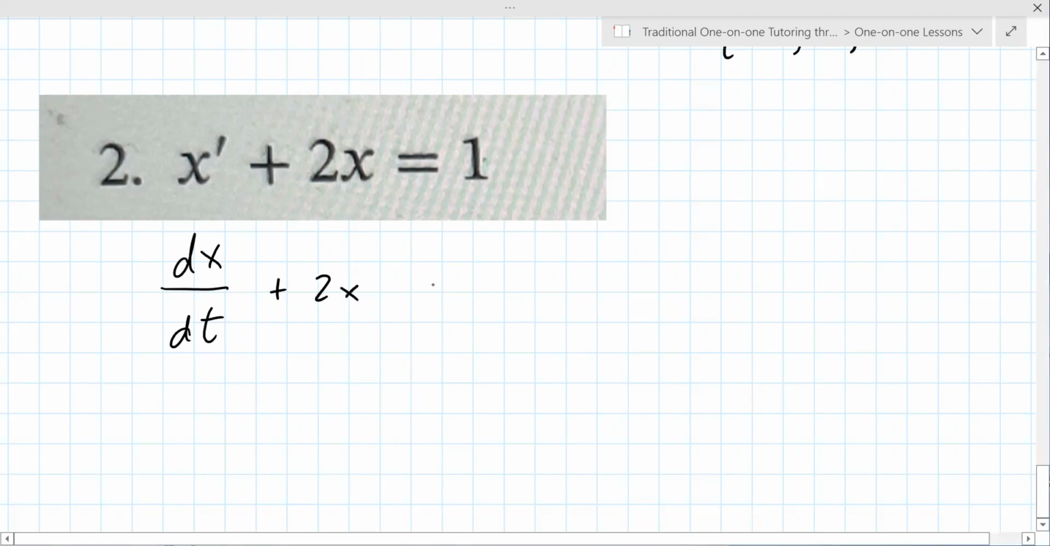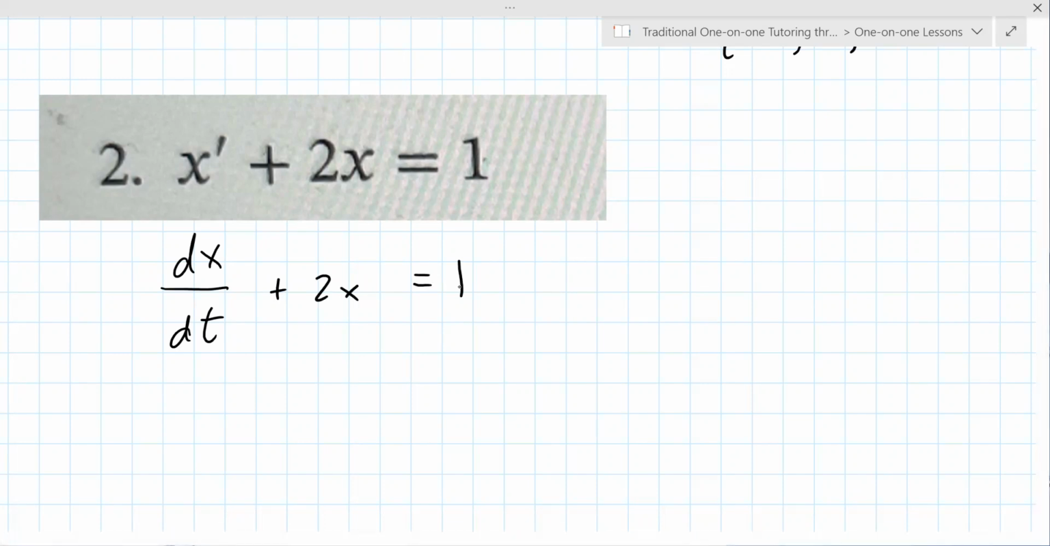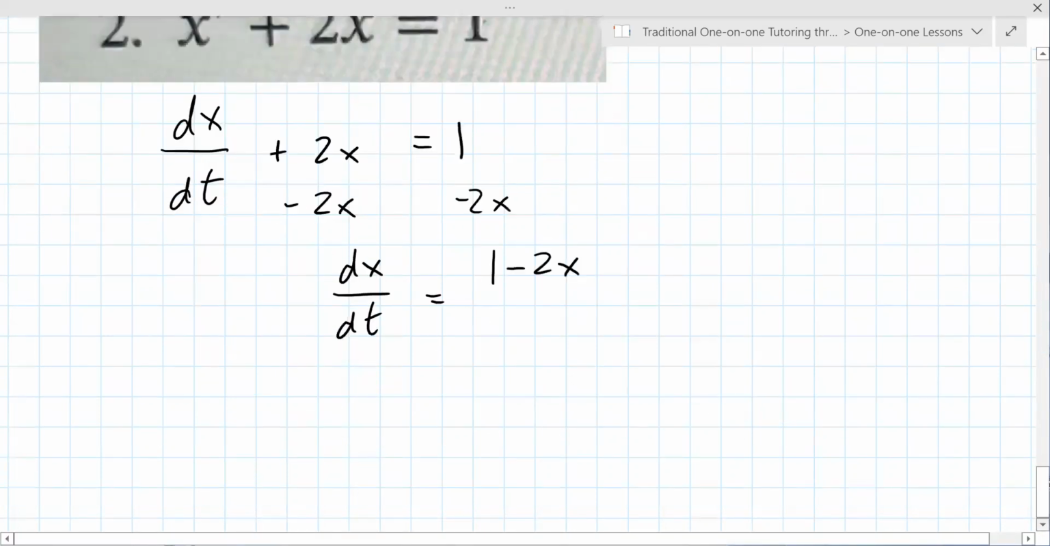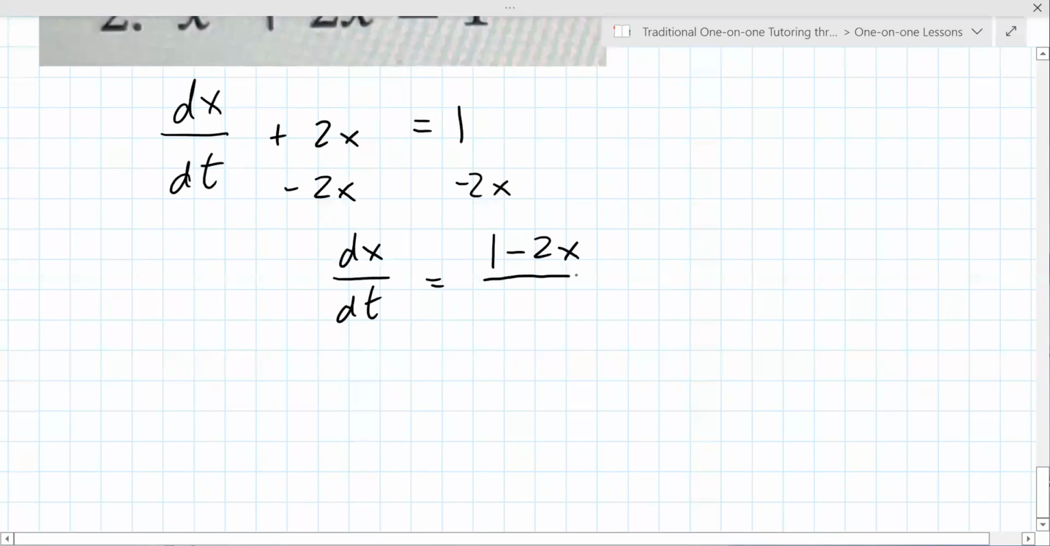Plus 2x equals 1. So right now it is currently not separable in its current form, but you can do some things to get it in. Normally you don't add and subtract, but in this case it does work out. So you have 1 minus 2x on the right. Now, you can think of this as being over 1, and then separable, you're literally separating the differentials.